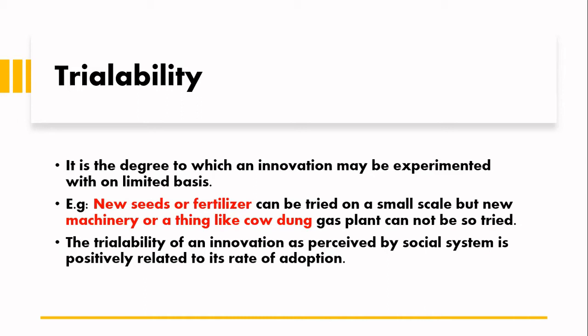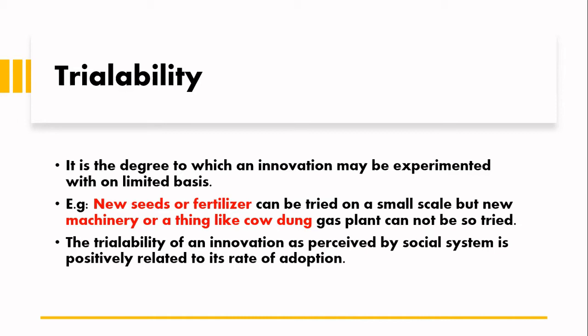The fourth thing is trialability. An innovation should have some, even limited, amount of trialability, or ability to trial. Imagine as an example new seed or fertilizer: on a small scale, they can trial fertilizer or seeds. But imagine machinery or cow dung gas plants, they can't trial. They have to invest the total capital, and only after that they can try. Otherwise, they have to depend on the information provided by the supplier or seller. So trialability is also a good characteristic new innovations should have, giving the user even a limited chance to trial.